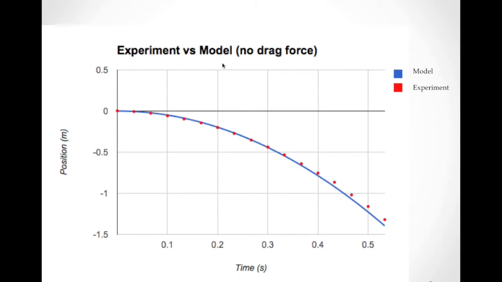Here is the graph that I use of experiment versus model with no drag force. The red dots represent the experiment, and the blue line represents the model of the calculation. And as you can see, it overpredicts it by a little bit. So in the calculation, it seems like the ball would be dropping more.